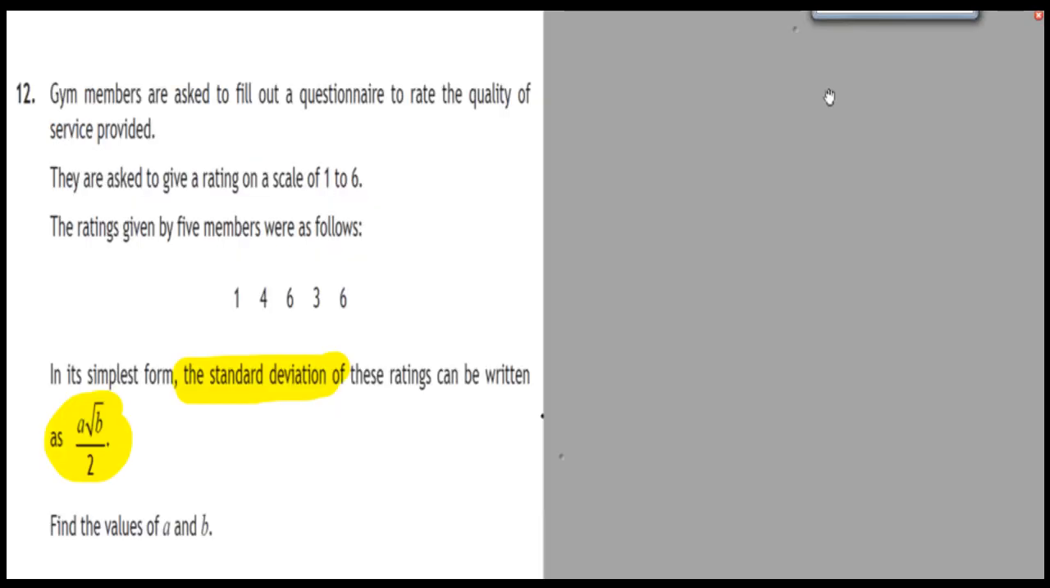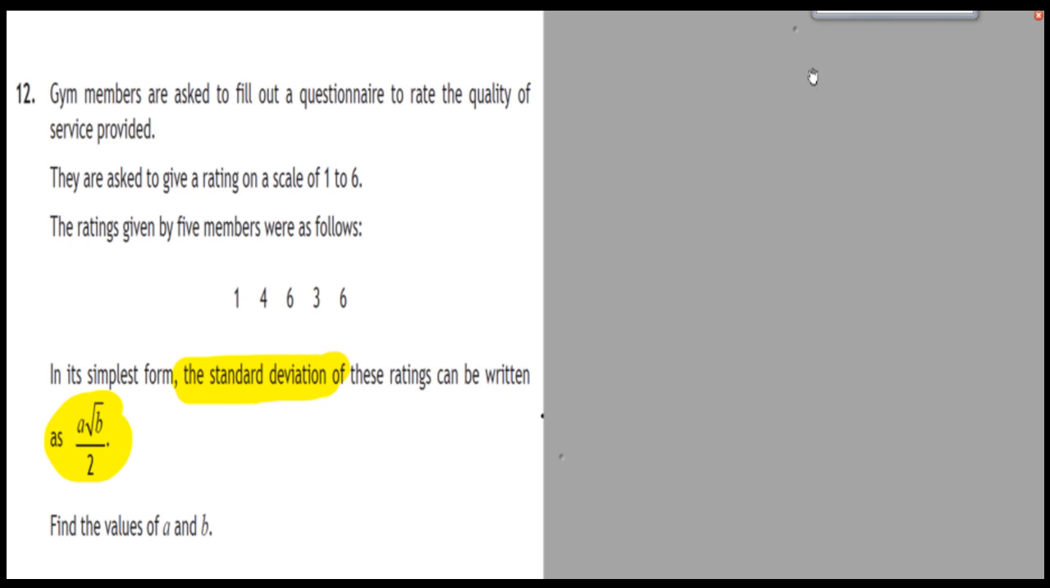Right, next question. It says gym members are asked to fill out a questionnaire to rate the quality of service provided. They are asked to give a rating on a scale of 1 to 6. The ratings given by 5 members were as follows: a 1, a 4, a 6, a 3 and a 6. It says in its simple form, the standard deviation of these ratings can be written as, find the values of A and B. Now that looks more complicated than it really is. You're focusing on this thing here where you have to work out the standard deviation. So forget that wee bit just now at the end. We'll come to that when we've worked out the standard deviation.